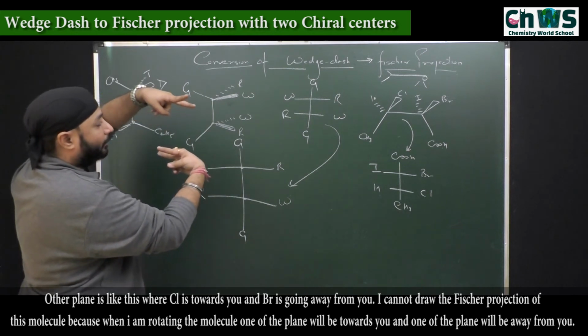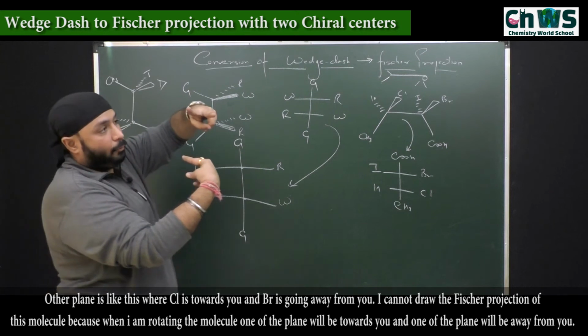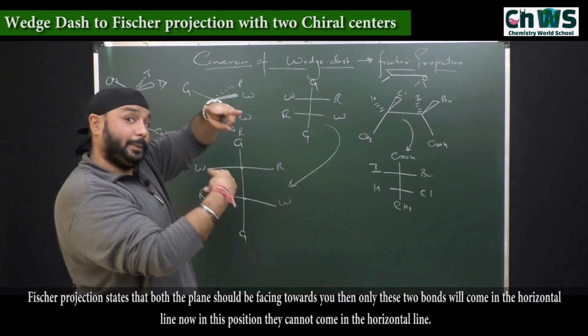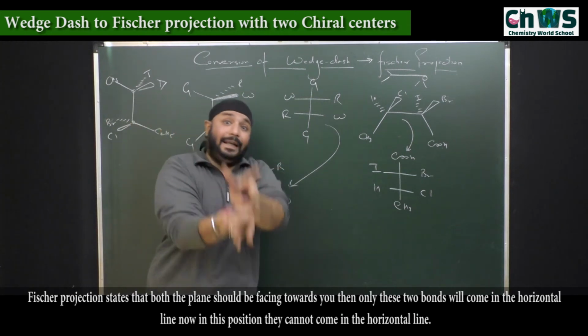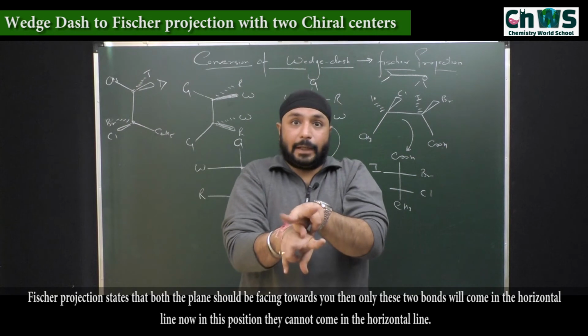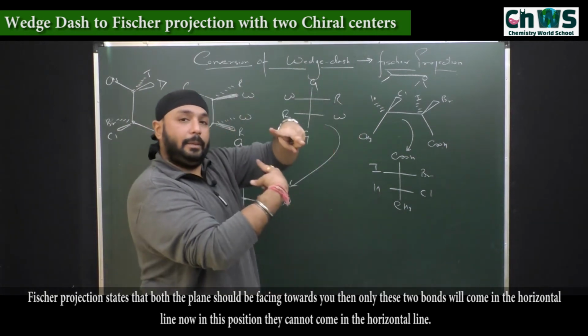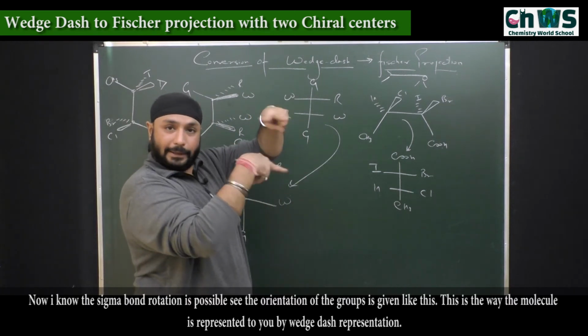I cannot draw a Fischer projection of this molecule because if I am rotating the molecule, one plane will be towards you and the other plane will be away from you, and the Fischer projection says that both planes should face towards you. Only then will these two bonds come in the horizontal line. Now in this position they cannot come on the horizontal line, right? Now I know the sigma bond rotation is possible.